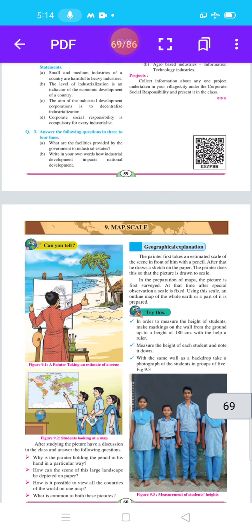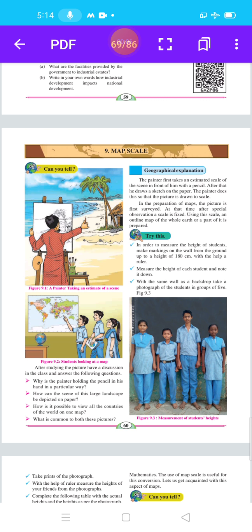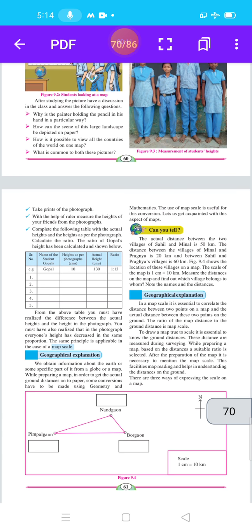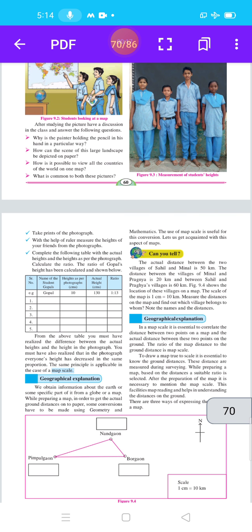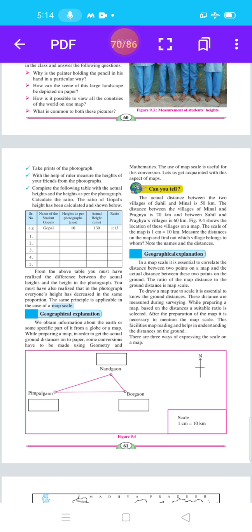From the last video, we started lesson number 9, map scale. In that video we completed figures 9.1, 9.2, 9.3 and 9.4. In 9.3, the measurement of students' height, actual height and height in photographs. Then figure 9.4, the distance between three villages, where 1 centimeter is equal to 10 kilometers.